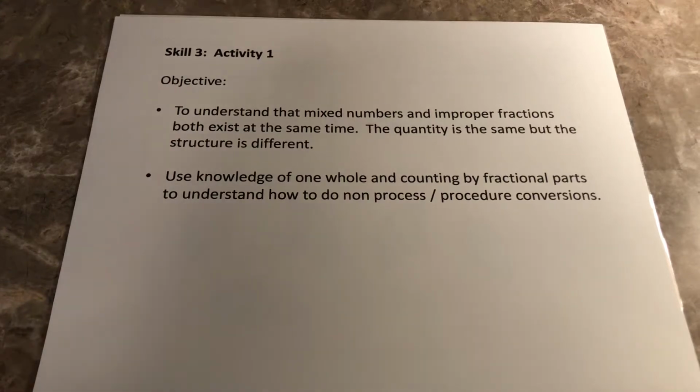Skill 3, Activity 1, and the objective is to understand that mixed numbers and improper fractions both exist at the same time. The quantity is the same, but the structure is different. And use knowledge of one whole and counting by fractional parts to understand how to do non-procedural conversions, okay?